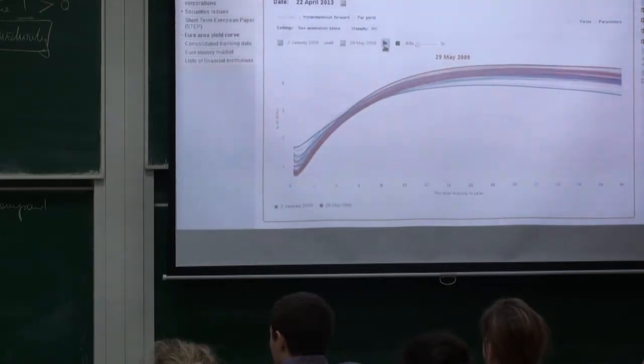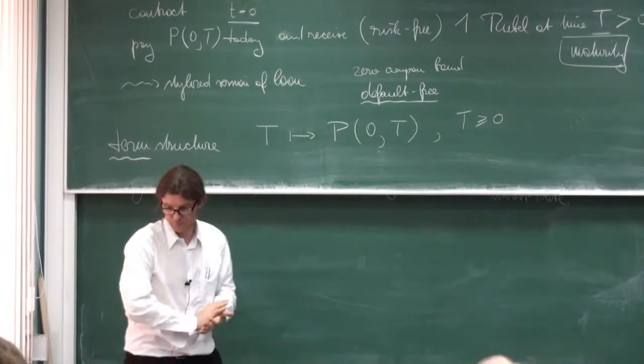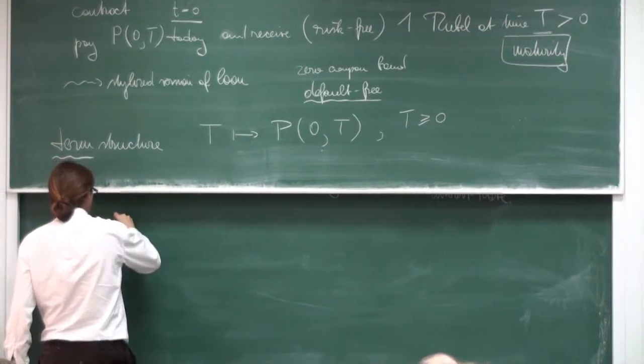So how do we approach such a problem? What does mathematical finance suggest? As always in science, there is a normative part.